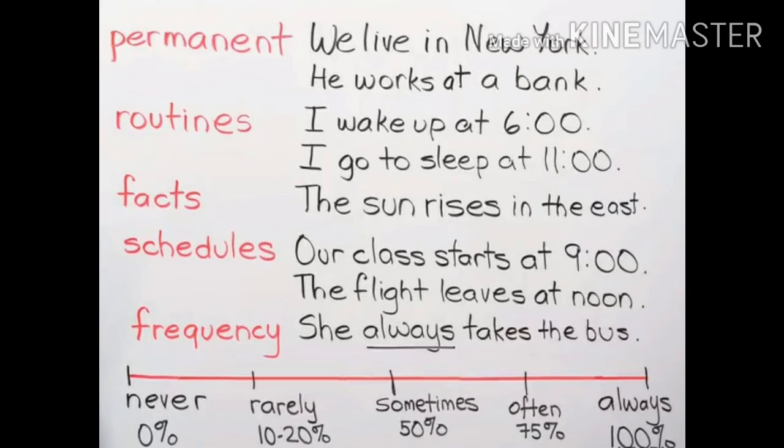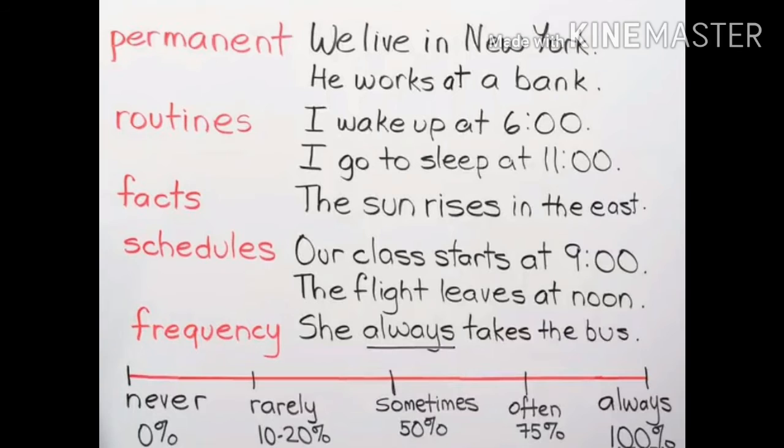An act which we do often, 75% chance there is to do that thing often. And always means every time we do that thing, an action which we are performing every time, then we can say it is always. So based on that frequency, we use the verb there.